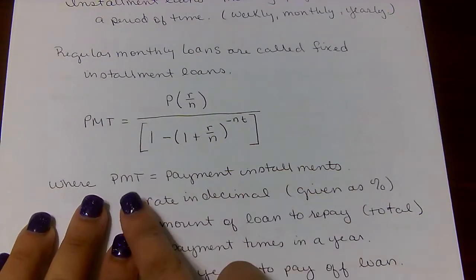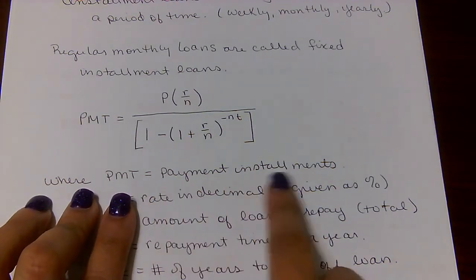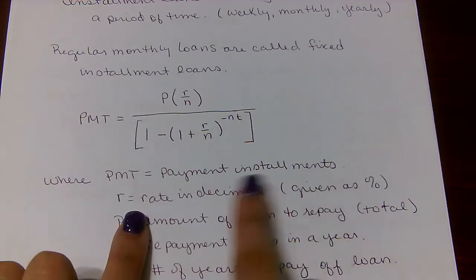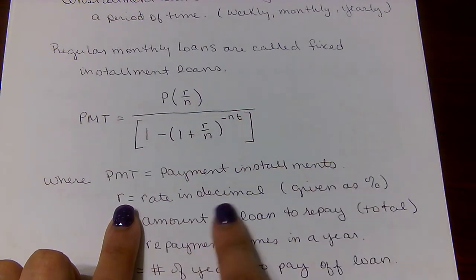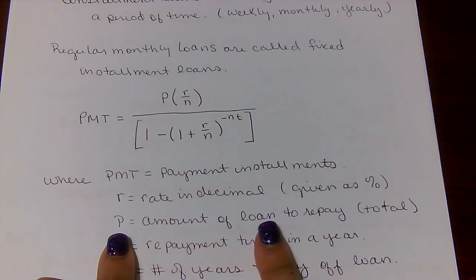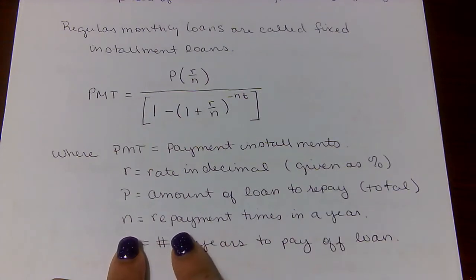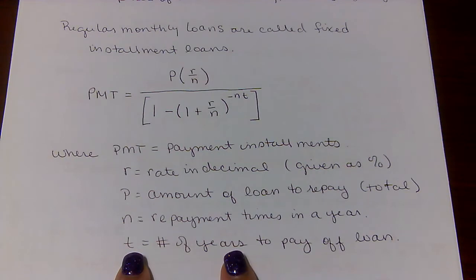So in this equation, we're now using a PMT, which is our payment installments, how much we're going to pay over a course of time. R is still our rate given as a percentage but used as a decimal. The P this time is the amount of the loan we have to repay. It is the total amount. N is the repayment times in a year. And T, of course, is going to be the time, usually in years.